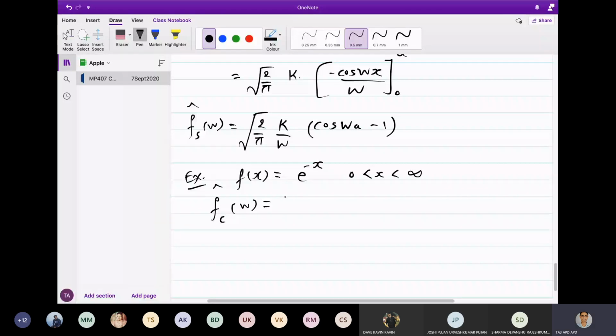That is equal to under root 2 over pi, integral from 0 to infinity of f of x, which is e raised to minus x, times cos wx dx. So we know the formula for this. We just did it in the last class. So you just apply that formula and tell me what answer you are getting.